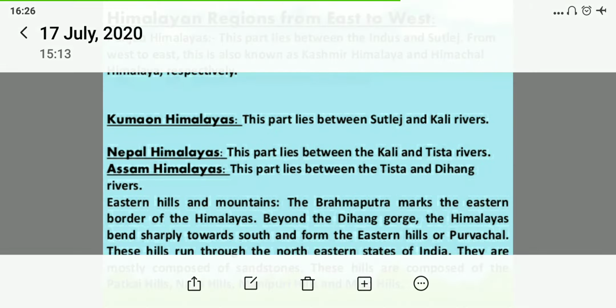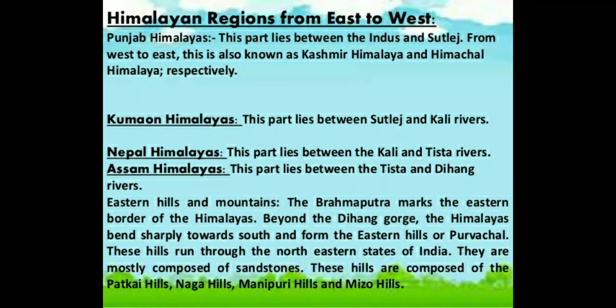Yes. Okay. Now, eastern hills and mountains. The Brahmaputra marks the eastern border of the Himalayas. What is the bordering line? Brahmaputra, the river Brahmaputra. Beyond the Dihang Gorge, the Himalayas bend sharply. I will tell you the meaning of gorge later. I will show you rather.